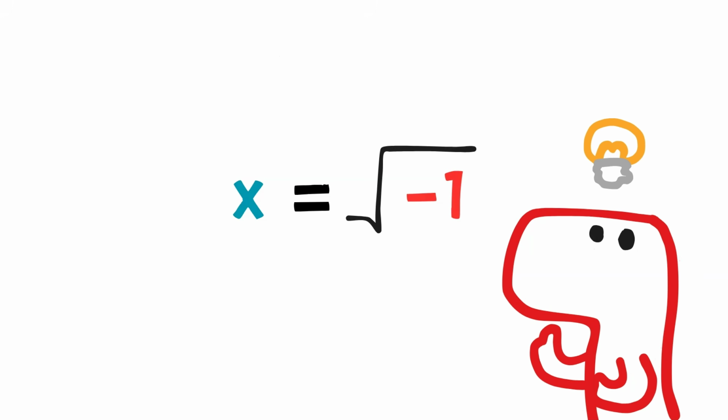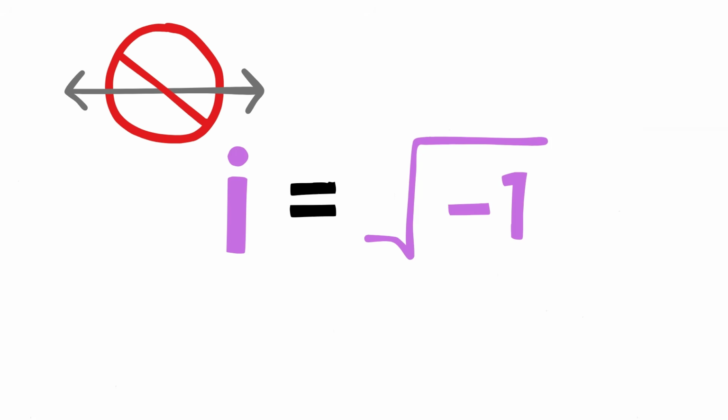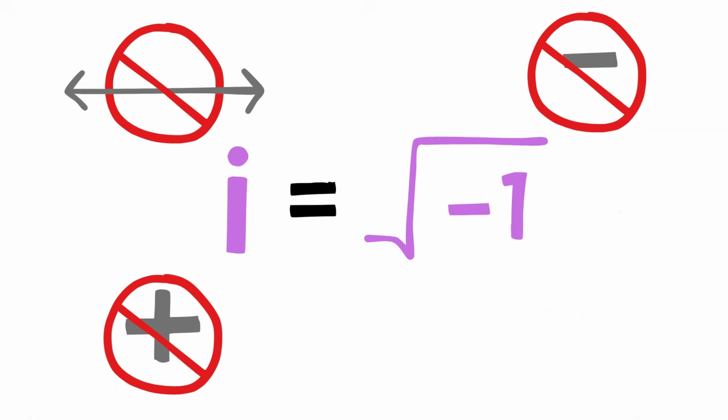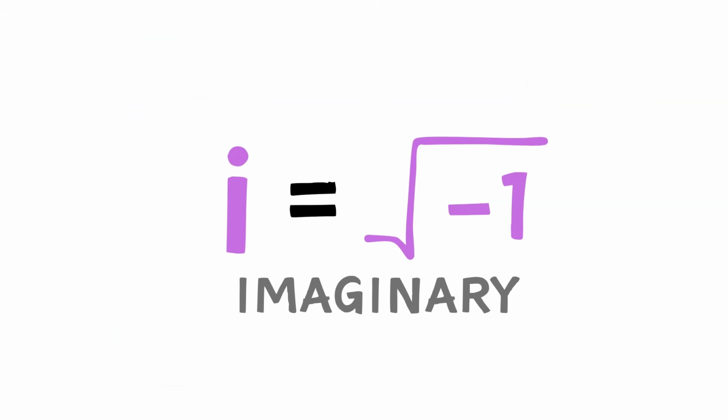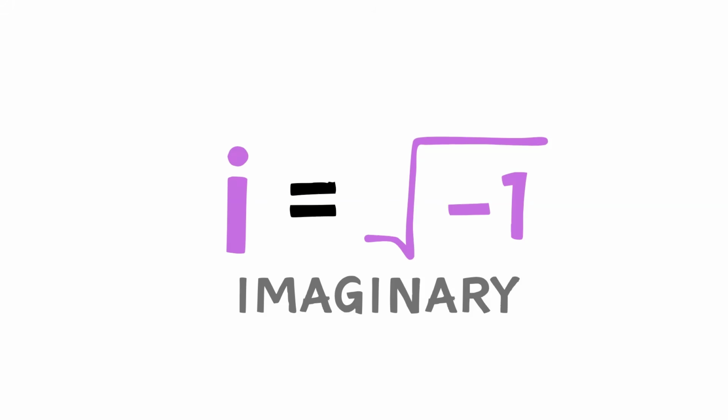But what if we invented a number that equals the square root of -1? Say hello to i, the square root of -1. This number can't be plotted on a real number line. It's not positive, not negative, and not 0. It's imaginary. But that doesn't mean it's fake. It means it's a whole new dimension of math. i is a very interesting number.